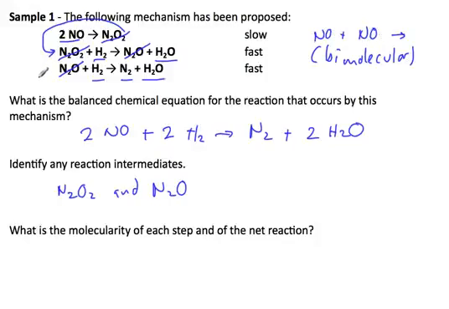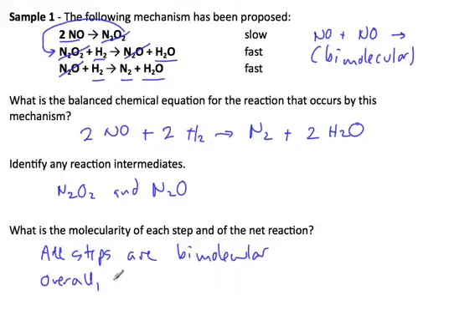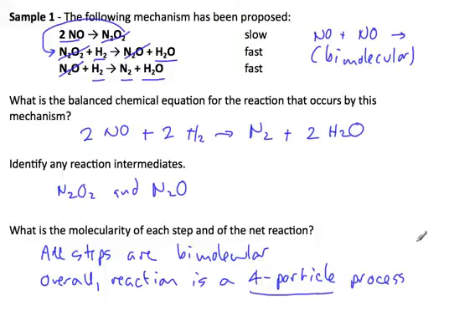Well, steps 2 and 3 are also bimolecular. Here's 1 mole of N2O2 plus 1 mole of hydrogen, that's bimolecular, and N2O plus H2. So all steps in the mechanism are bimolecular. How about the overall reaction? Well, we have 2 moles of nitrogen monoxide plus 2 moles of hydrogen. So the overall reaction is, quadmolecular, I don't know what the term is. So let's just say it is a 4-particle collision, a 4-particle process.